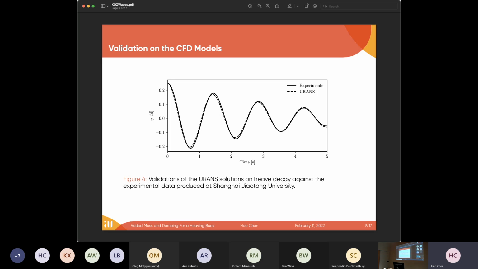And this is the comparison between the CFD and the experiments. Generally, we say that CFD can nicely reproduce the real heave motion of the cylinder.